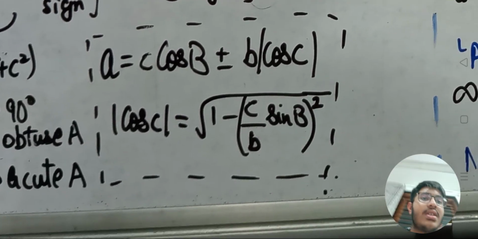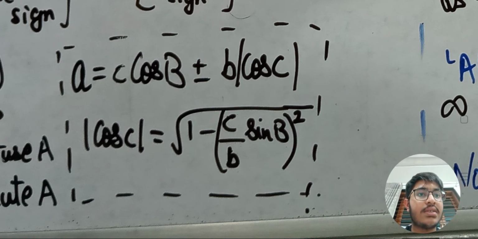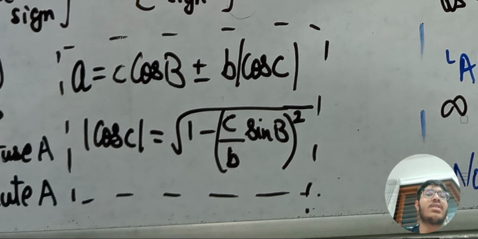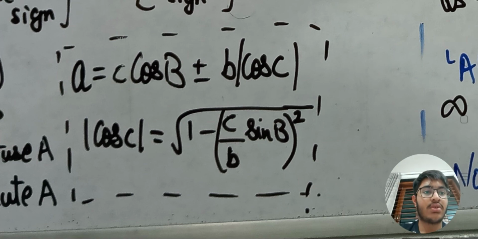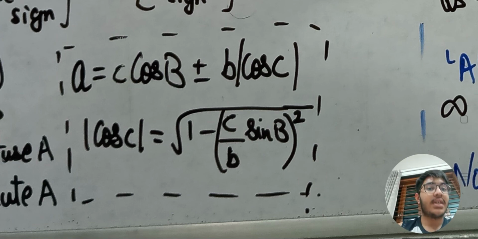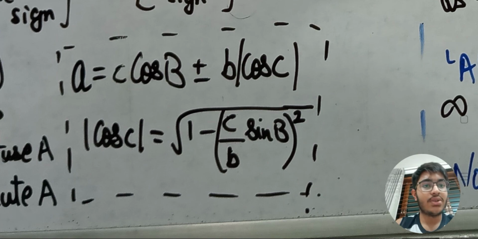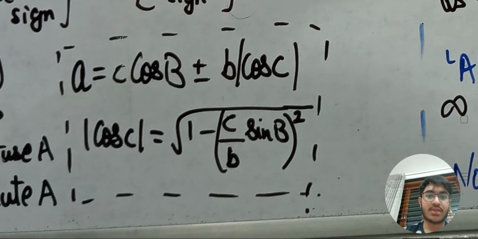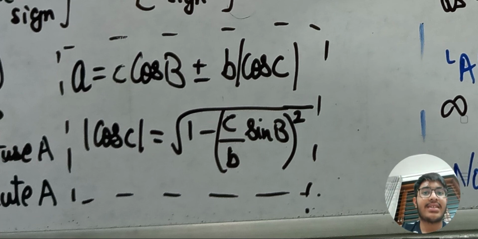Now let's see this formula which I showed you before: A is equal to C cos B plus or minus B mod of cos C. This formula looks very similar. It's the same as the projection rule we study in solution of triangles: A is equal to C cos B plus B cos C. But here, as we don't know whether angle C is an obtuse angle or acute angle, we can only find mod of cos C, and that's why we need to add plus or minus in this formula.